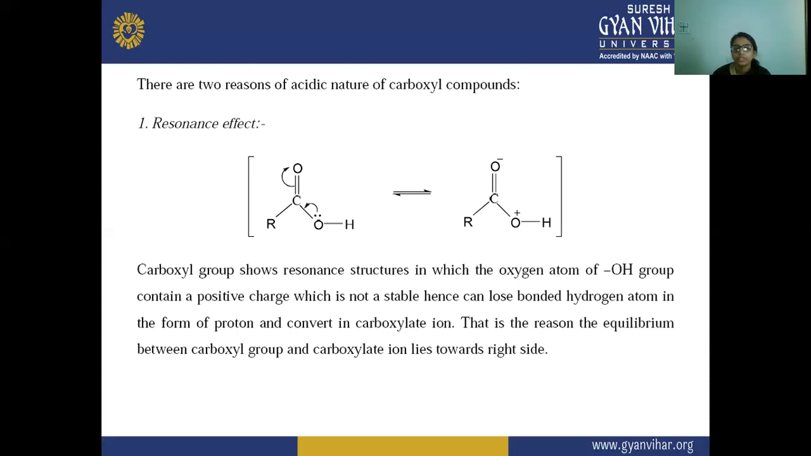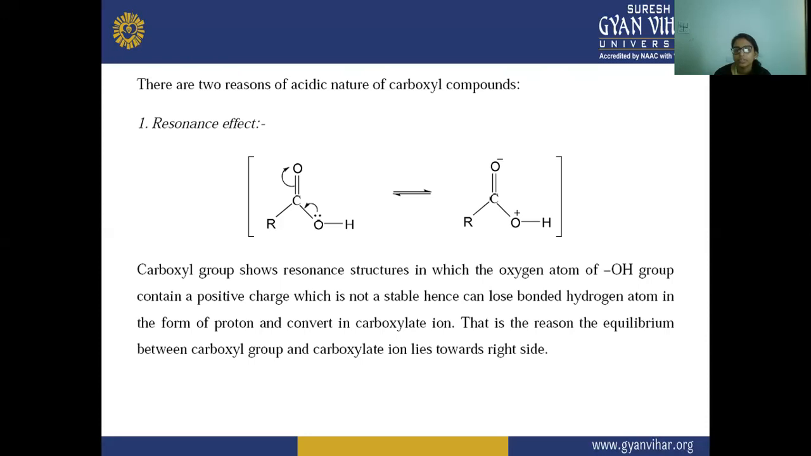There are two reasons for the acidic nature of carboxylic compounds. First is the resonance effect. You can see here that carboxylic acids have resonance in them. The carboxylic group shows a resonance structure in which the oxygen atom of the OH group contains a positive charge, which is not stable, hence it can lose the bonded hydrogen atom in the form of a proton and convert into the carboxylate ion. That is the reason the equilibrium between the carboxylic group and the carboxylate ion lies towards the right side.